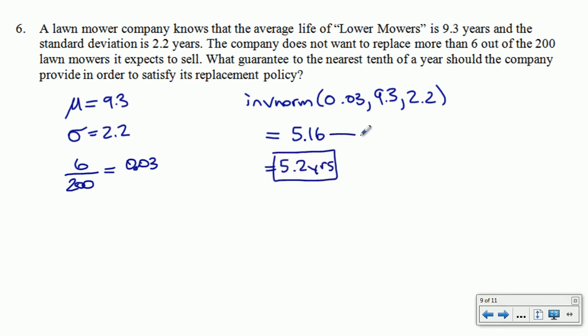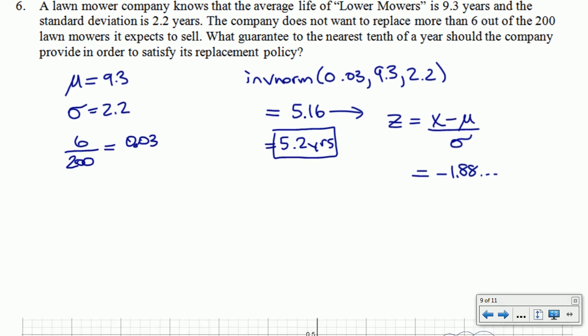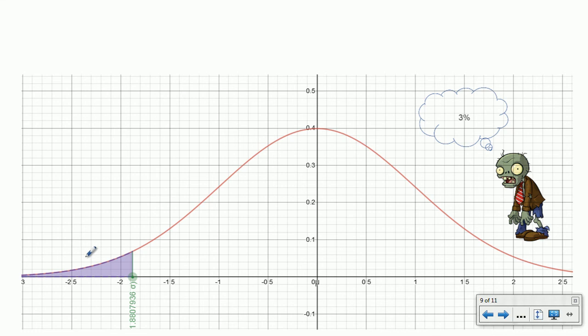And we can confirm our answer in Desmos by changing this to a z-score. So we go z equals x minus mu over sigma. X is 5.16, mu is 9.3, and sigma is 2.2, which gives us a z-score of negative 1.88 and some other digits. So if we want to check this in Desmos, our lower limit should go as far left as we can, and our upper limit should be at negative 1.88. And you can see this sliver of area represents 3%.